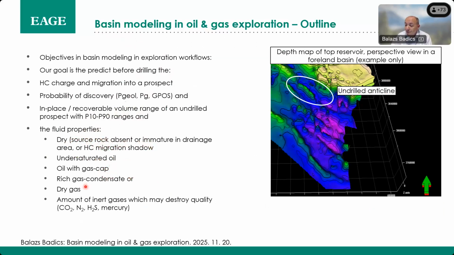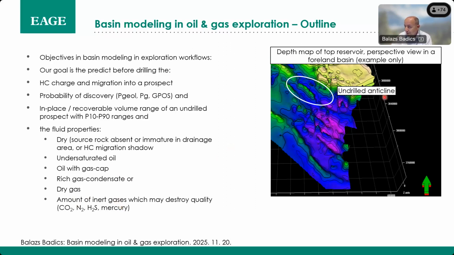Is it a dry gas? Or does it have any kind of inert gases which might destroy the quality, which is, for example, CO2, nitrogen, H2S, or even mercury? And all of that basically is the main thing to answer in any kind of prospect review or peer review or project review, and in any kind of farming evaluation or a prospect scale mapping or a large basin scale or a licensing round scale study.